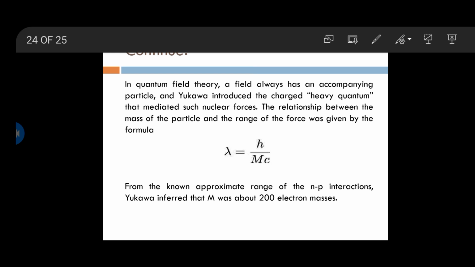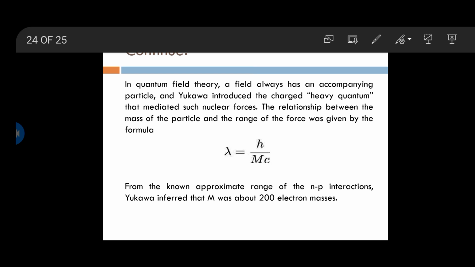conservation of energy. The relationship between the mass of the particle and the range of the force is given by the formula lambda equal to h over mc. From the known approximate range of the nucleon-nucleon interactions, Yukawa showed that the mass was about 200 electron masses. It means that their masses are so high.